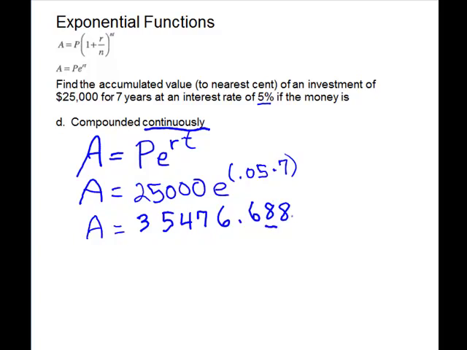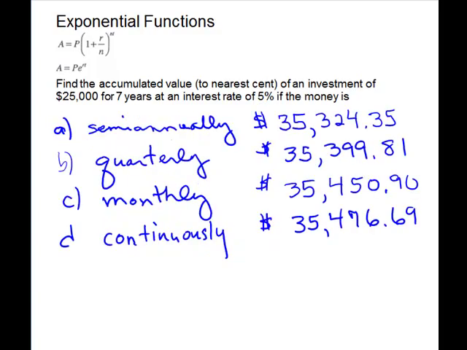So this is the cent place. This time we're going to go up. So we have 35,476.69. So we'll just compare these values for a minute. So semi-annually, compounding quarterly, monthly, and your highest one is the continuously.